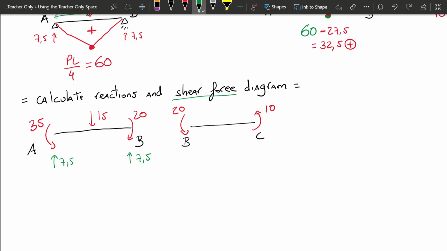And now, if we look at the two moments, we have 35 doing counterclockwise and we have 20 doing clockwise. So the 35 wins and the counterclockwise wins. So our reactions need to do some sort of moment that is clockwise. So we know that our reactions need to be down here and up here. So they do a clockwise moment, okay, to help the 20 beat the 35.